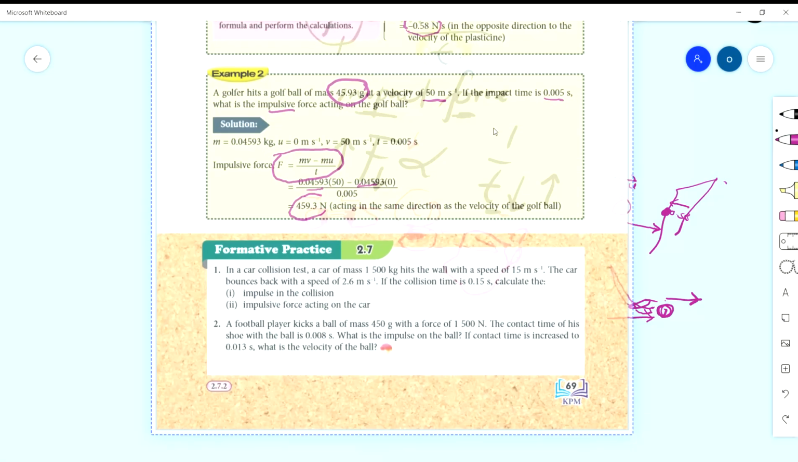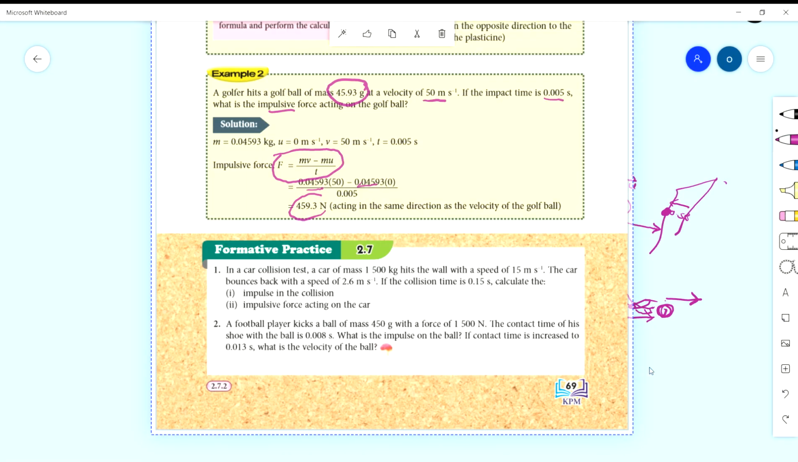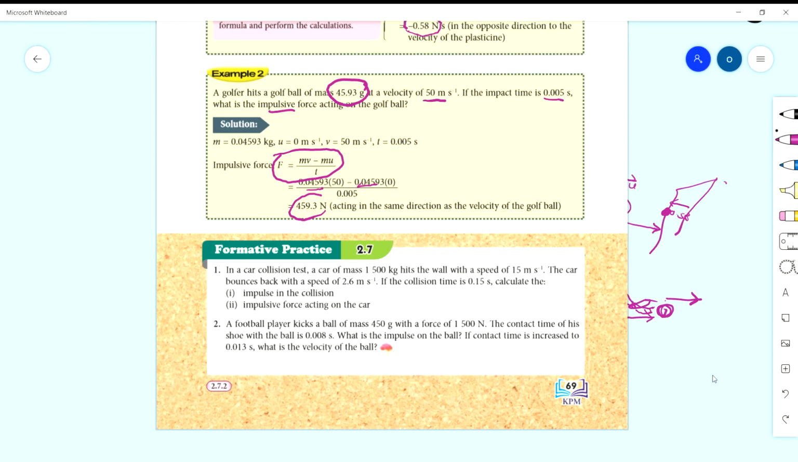So, you can try this formative question, which is very, very simple. In a car collision test, a car of mass, okay, already in SI unit, 50 meter per second, the car bounces back with a speed of 2.6. If the collision is 0.15, calculate the impulse, means the whole Ft, okay, V minus U, impulsive force, so T bawa turun, so dapat impulsive force.